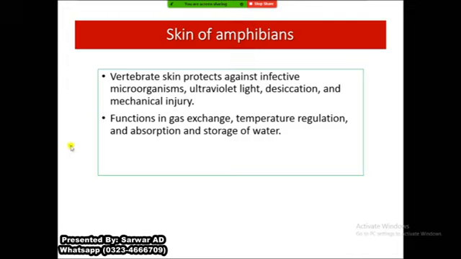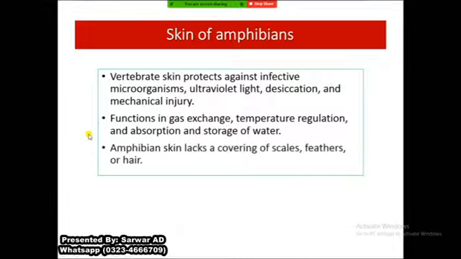Whenever amphibians need water and they are away from the water body for a long time, they quickly go to the water body, and whenever they settle in the water bodies, their skin absorbs or stores water, so it also functions in the absorption and storage of water.